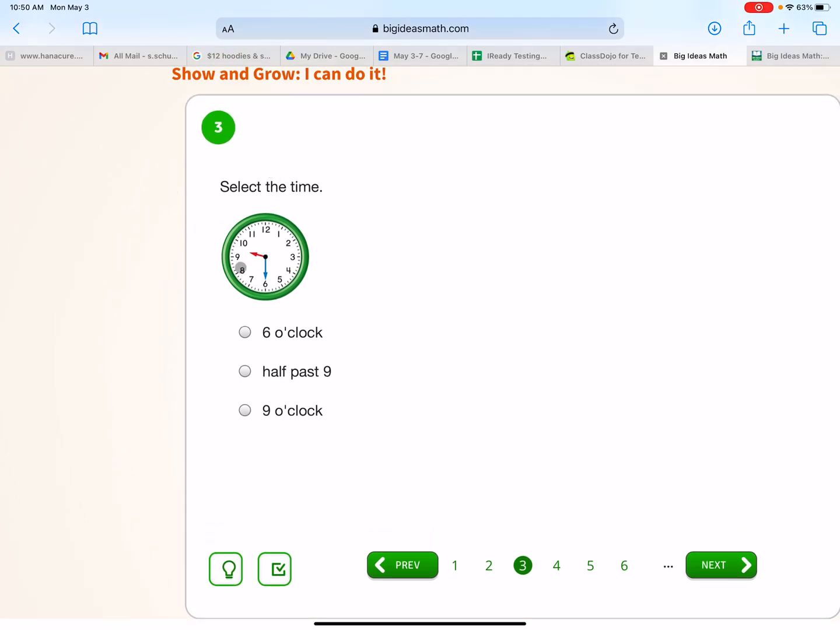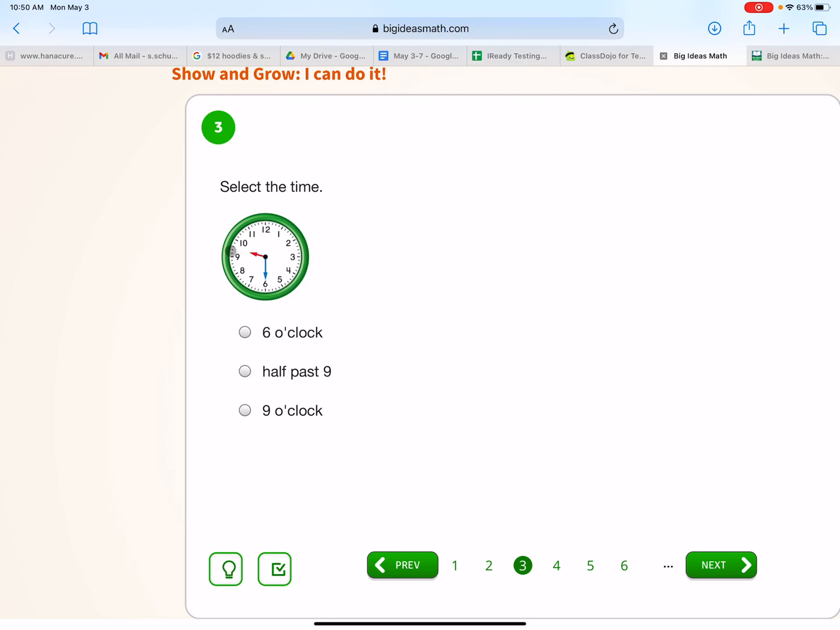Okay. Now for this example, we notice the minute hand has changed from the 12 to the 6. And remember, when we count by minutes, we start at 0 at 12, but then if we move on, we have 5 minutes at 1, 10, 15, 20, 25, 30. So we know it's going to be 30 minutes.